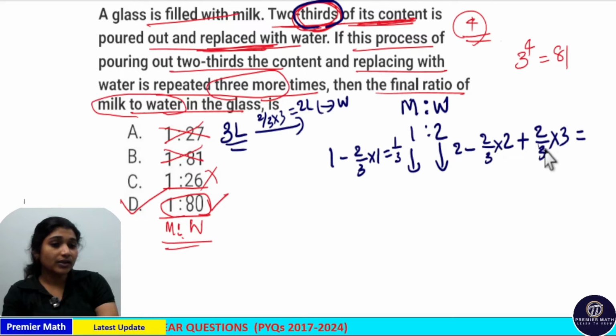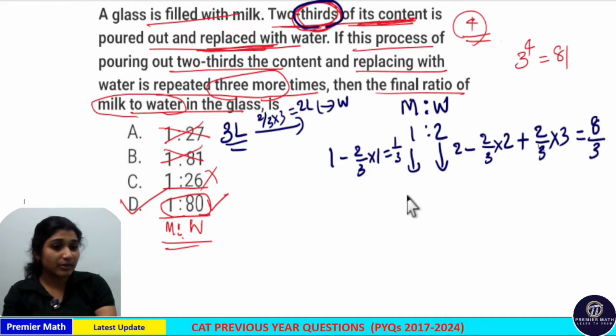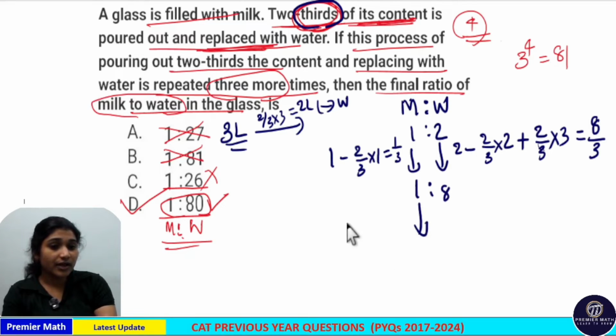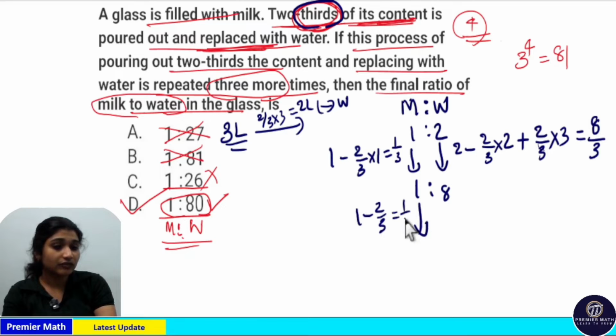Now the total sum here, if you look at it, is 8/3. Then 1/3 to 8/3 gives the ratio 1:8. Again, you are taking out 2/3 of 1, which leaves 1 minus 2/3, which is 1/3.